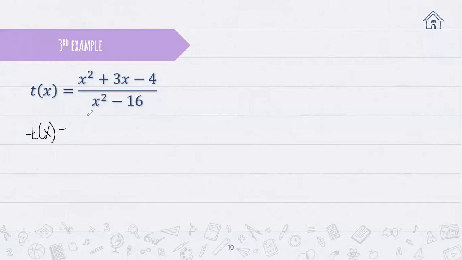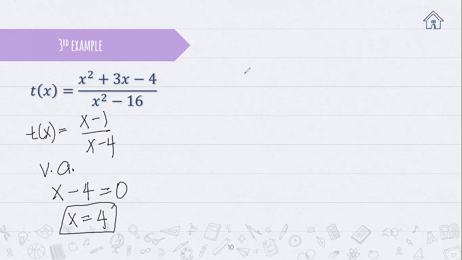So we have t of x. Kanina nakuha natin is x minus 1 all over x minus 4. So that leads to our vertical asymptote, that is the denominator equated to 0. So x minus 4 equals 0. X is equal to positive 4. That is our vertical asymptote. For our horizontal asymptote, we need to find the variable with the highest degree. The variable with the highest degree is x, or pwede ring x squared.